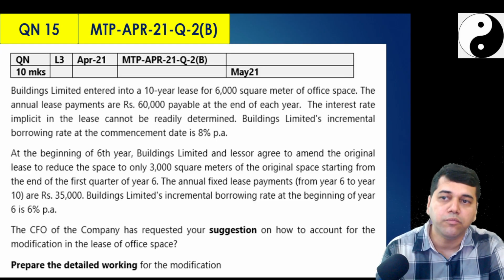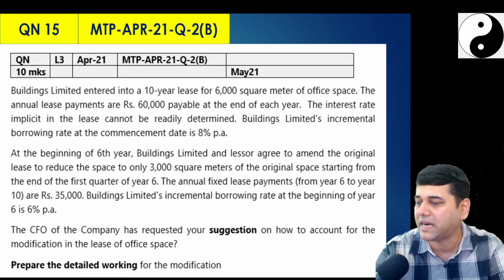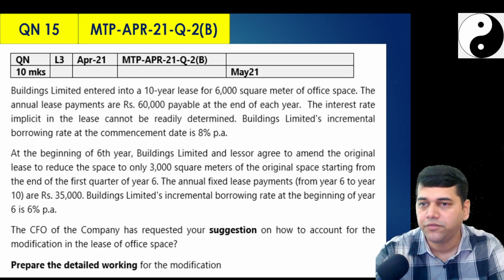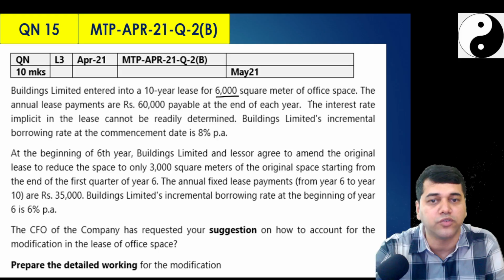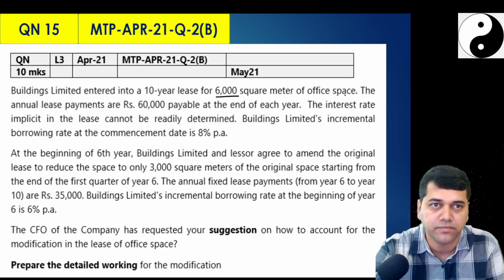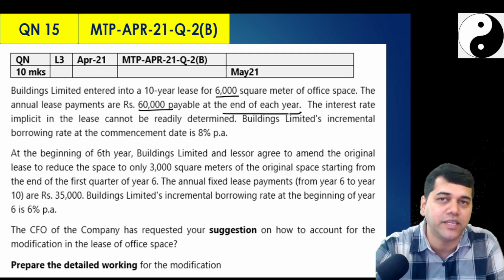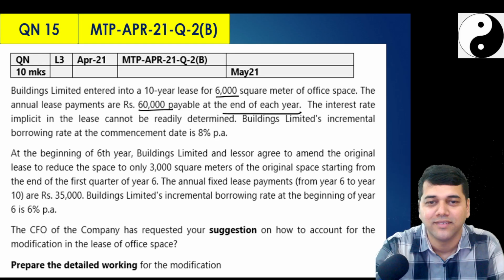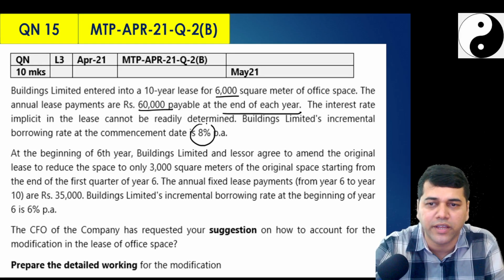Yes, so now we will move on to question number 15 because it came as a repetition in the exam. I hope you can practice it yourself. This is question number 15. Building Limited entered into a 10-year lease for 6,000 square feet of office. The lease payments are 60,000 at the end of every year. The interest rate implicit in the lease cannot be readily determined, so you took 8%.